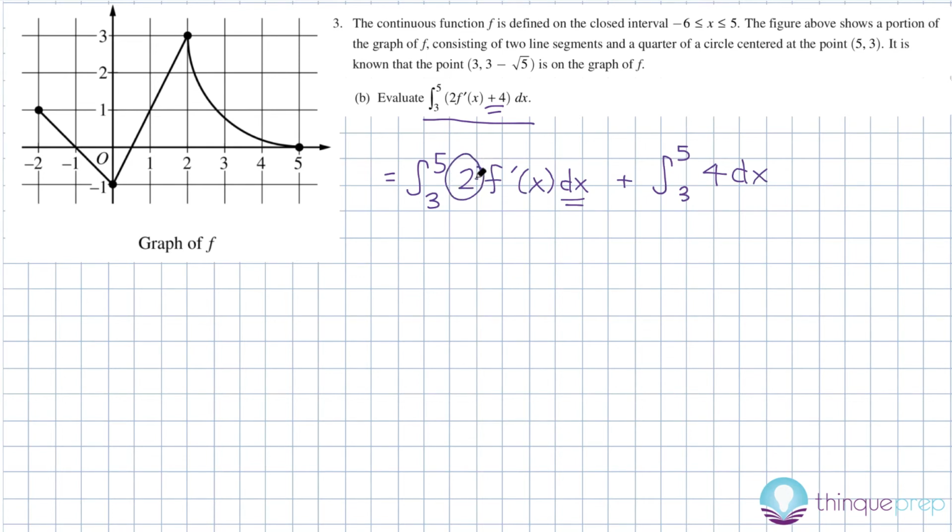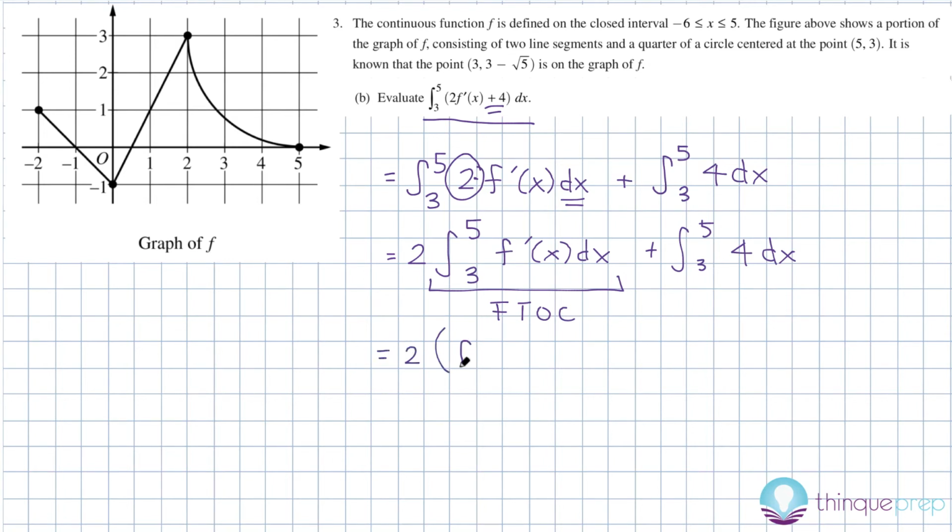Furthermore, we have this constant coefficient that we can pull out in front of the integral. So it'd be 2 times the integral from 3 to 5 of f prime of x dx plus this integral over here. And then we get to use FTOC, the fundamental theorem of calculus. That is, if we have the integral of the derivative, we can rewrite that as the original function at the top bound minus the original function at the bottom bound, FTOC.